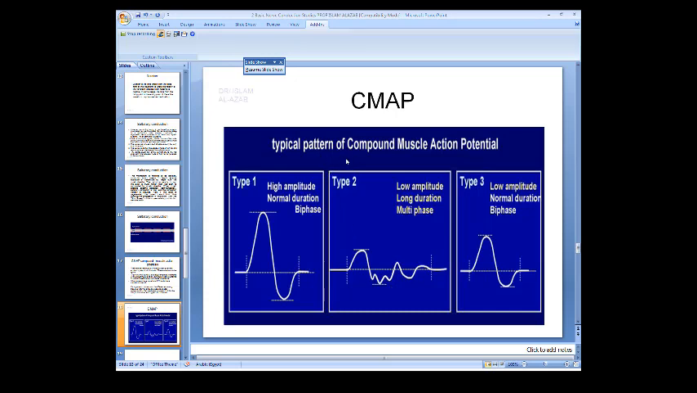The typical pattern of compound muscle action potential. Here is the normal, high amplitude, biphasic, and normal duration muscle action potential. Here we see low amplitude and long duration and multi-phase action potential. Number 3 or type 3, here is a low amplitude with normal duration and biphasic action potential.